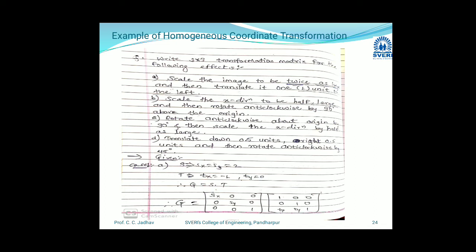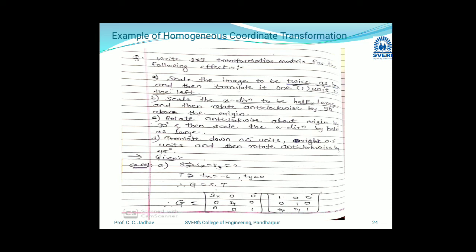As large, they are not mentioning any direction, so we consider Sx and Sy equal to 2. Simple. And then next, translate it 1 unit to the left. It means 1 unit to the left, so tx is equal to -1. Left means the negative side of the x-axis, so it takes the negative sign convention. So tx is equal to -1 and ty is equal to 0, because in the y direction they have not given any values.